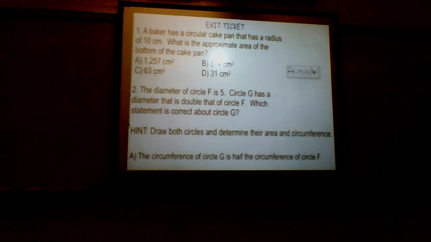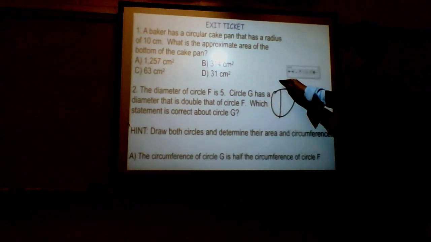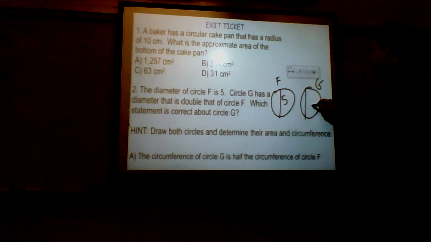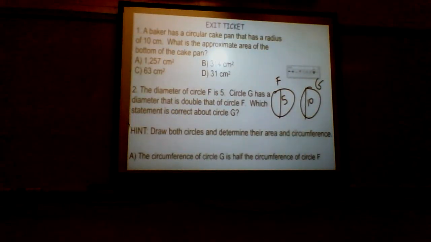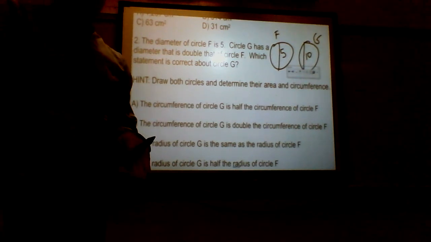Solve. Number 2, it's a little bit trickier, so I'm going to give you a quick hint. The diameter of circle F is 5. I'm going to draw circle F. Circle G has a diameter that is double circle F. So if it's double, and this is 5, this diameter is 10. Which statement is correct about circle G? So you're going to need to do a couple things here. You're going to have to find the area and circumference of each and use that information to answer the question. This concludes Volume 2 of Circle Week.